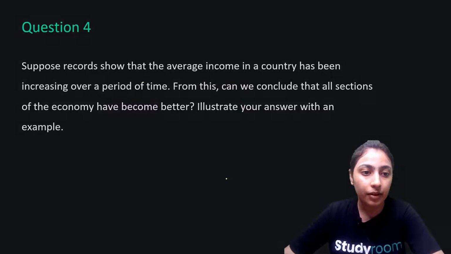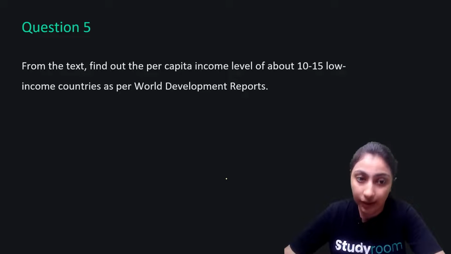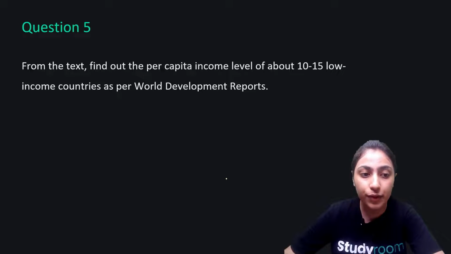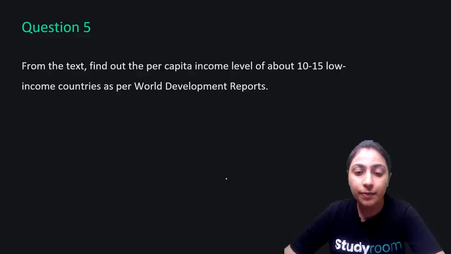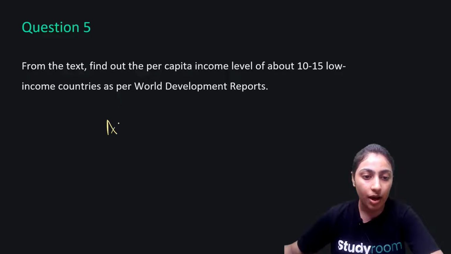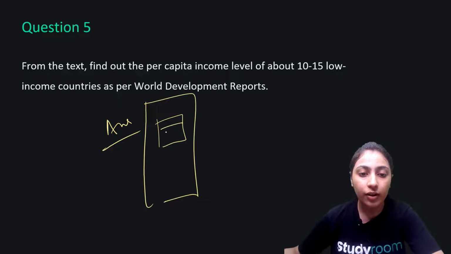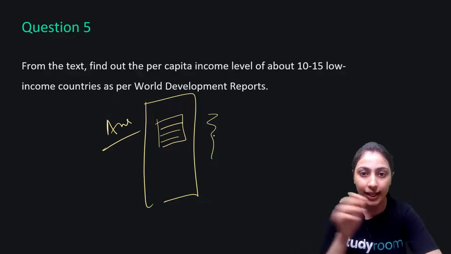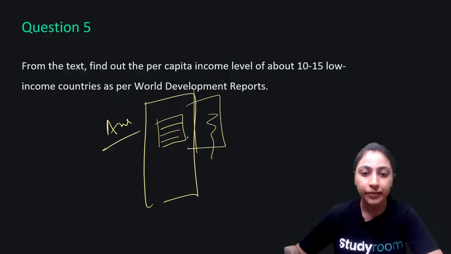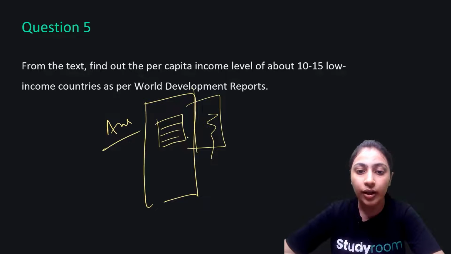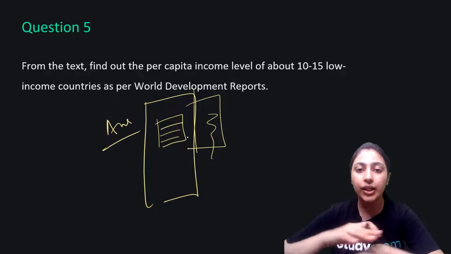Okay. Moving forward, from the text, find out the per capita income level of about 10 to 15 low-income countries as per World Development Reports. Over here, I would like to inform you that in your economics book there is a table given where the per capita income is written for 10 to 15 countries. You have to take that out and make a note of it. This is one of your NCERT questions that you can answer, and it's already given in the text.